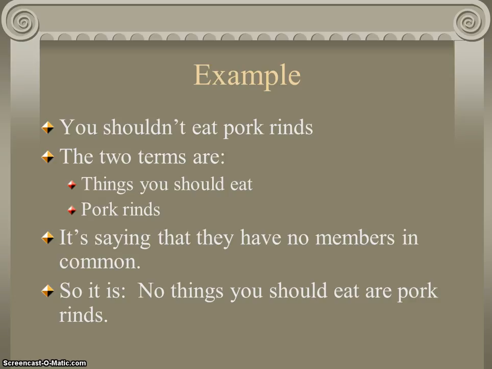We have to put it into a form that fits our categorical language, with our terms being things you should eat and pork rinds. So, no pork rinds are things you should eat, or no things you should eat are pork rinds. It works either way, because if we remember, conversion works both ways on a no statement. So you can look at it in both directions. You just have to make sure that if you change the order, it fits within the operations that we talked about in sections 4.4 and 4.5.